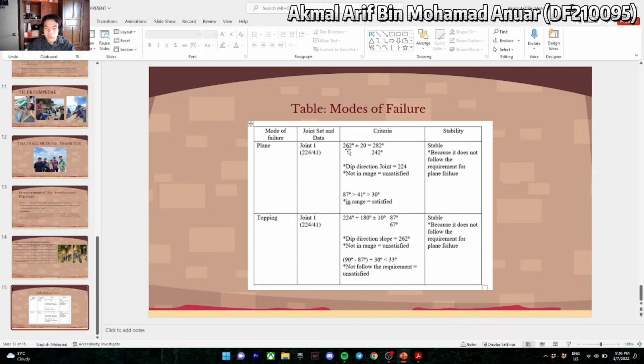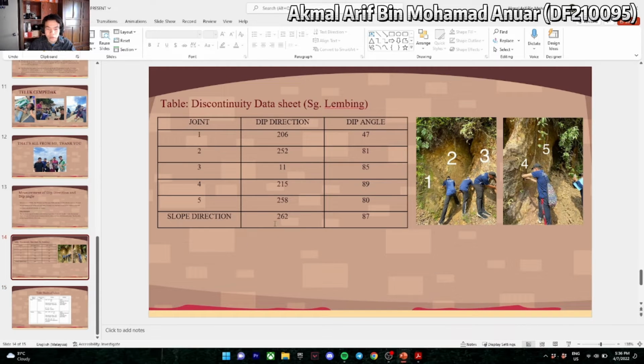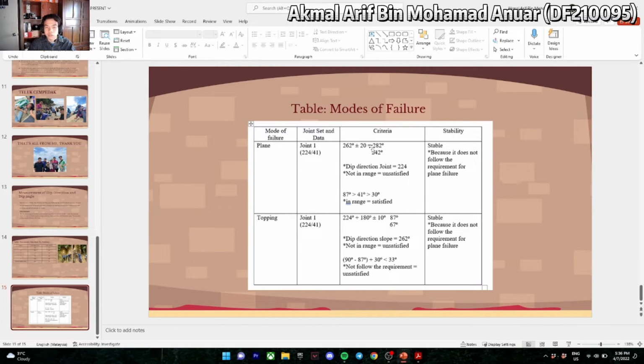So the criteria is 262 based on the slope direction, plus minus 20, we get 282 and 242. Dip direction of the joint is 224, so it is not in range, so it will be unsatisfied. But for the dip angle, 7 degree to 41 degree, and to 30 degree, it is in range and it is satisfied. So for stability, it is stable because it does not follow the requirement for plane failure.